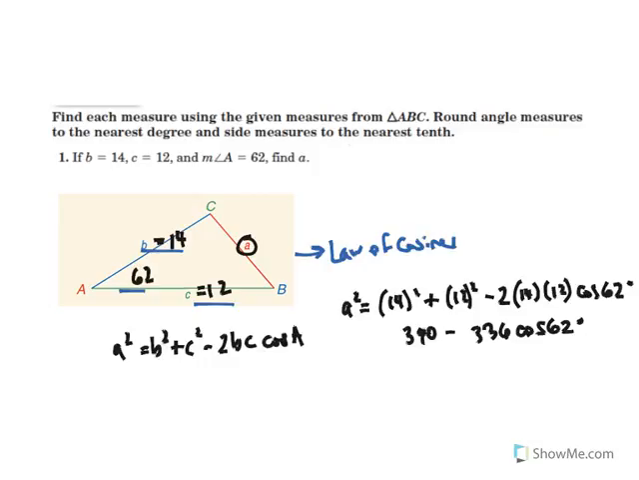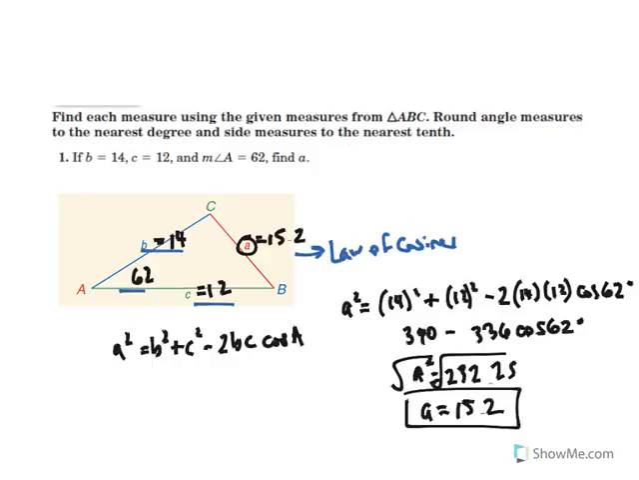I'm going to subtract that from 390, and I'm going to get 232.25. So I get a squared equals 232.25. Square root both sides. I get a equals 15.2. And that's law of cosines.